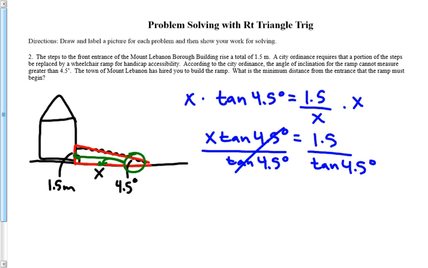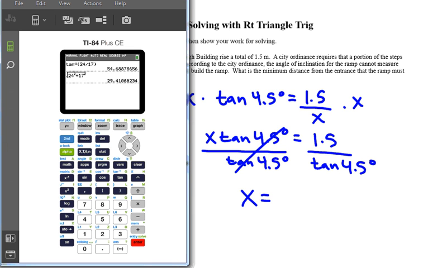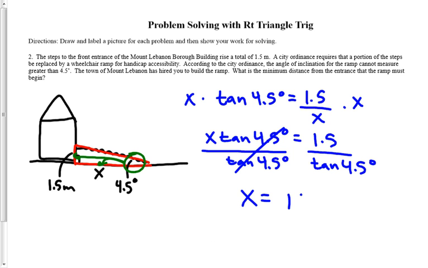These cancel out, leaving me with x by itself, and then I can plug that right into my calculator. 1.5 divided by tangent of 4.5, and I get 19.06, we'll round to 19.06 meters for my answer.